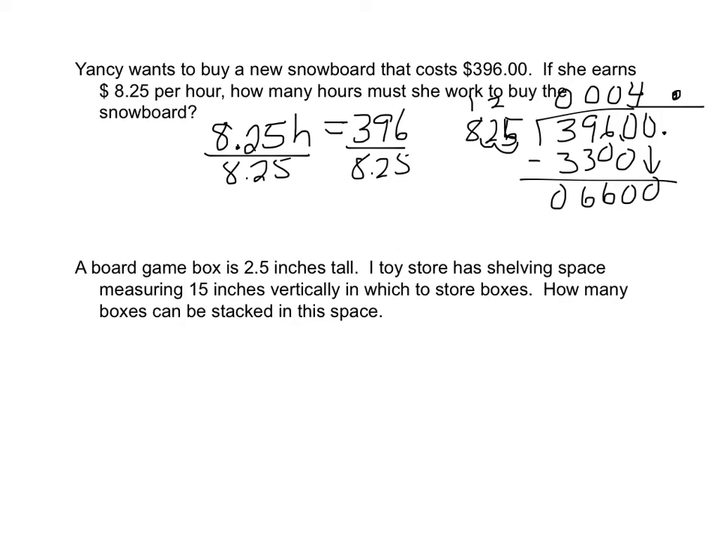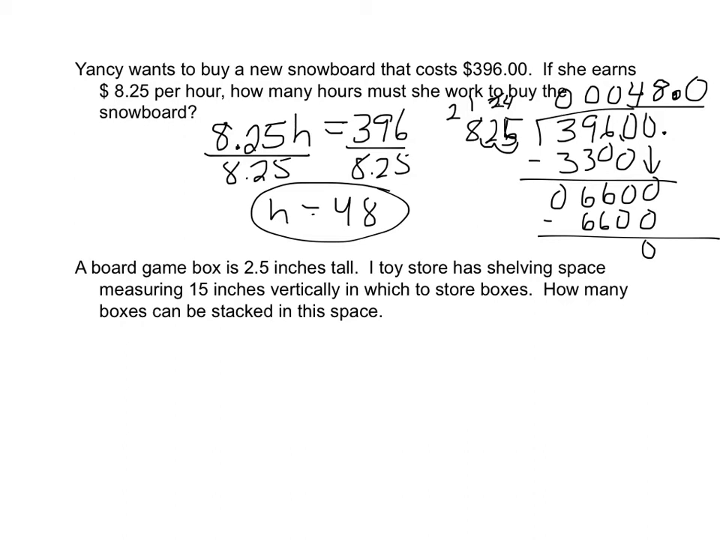825 would go into 6,600, so 8 would go into 66. I'll say 8 times. 8 times 5 would be 40. 8 times 2 is 16, plus 4 would be 20. 8 times 8 is 64, plus 2 would be 66. Final answer is 0 remainder. So here we have a 0 afterwards, so she would have to work 48 hours in order to earn enough for the snowboard.